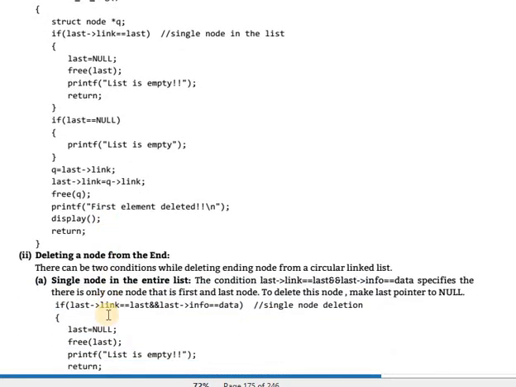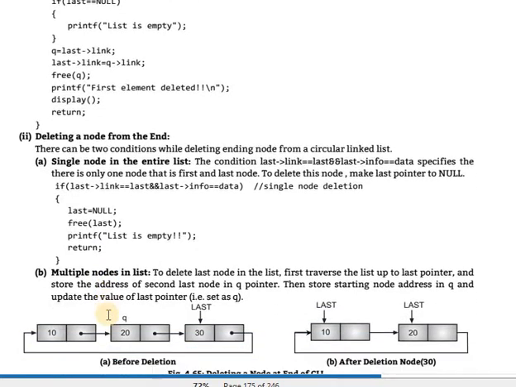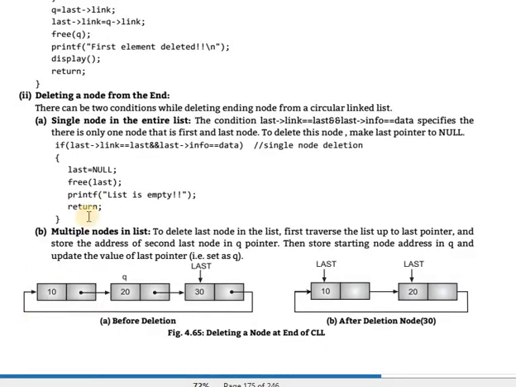Next point, deleting a node from the end. There can be two conditions while deleting the ending node from a circular linked list. First is a single node in the entire list, and second is multiple nodes in the list.